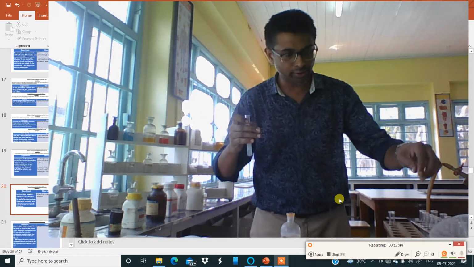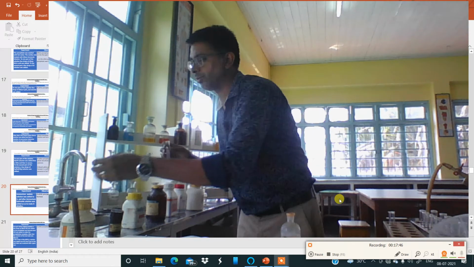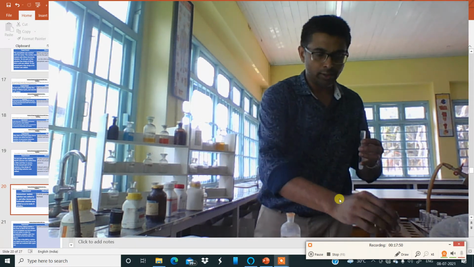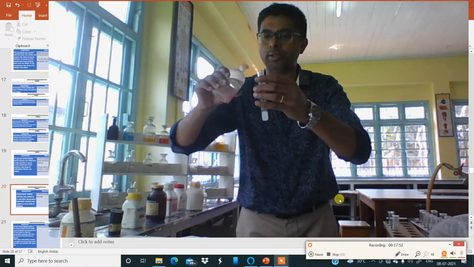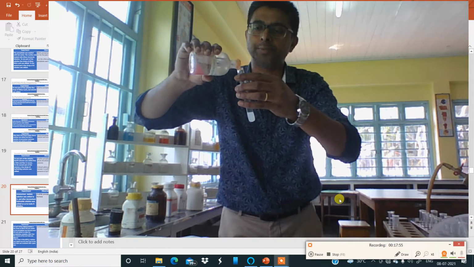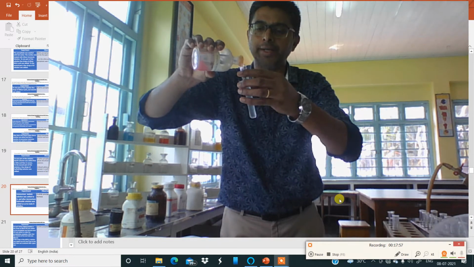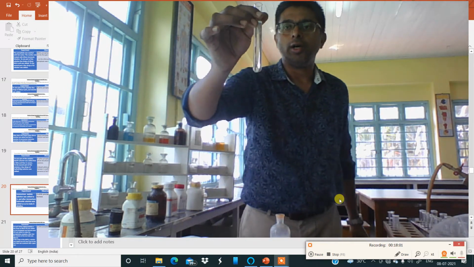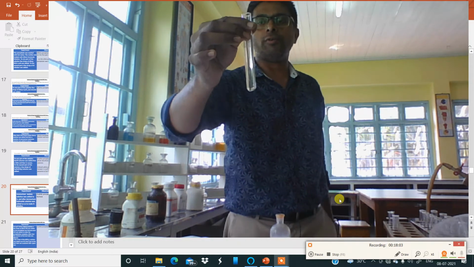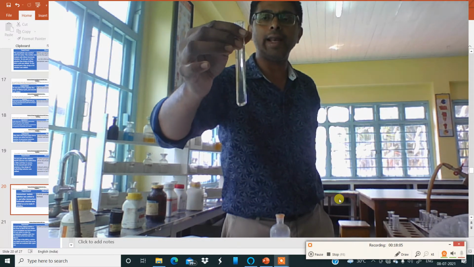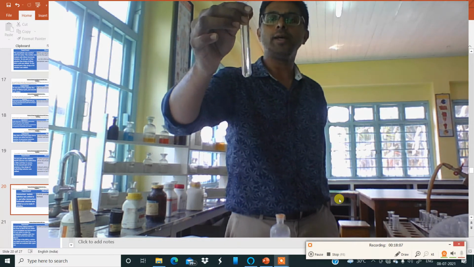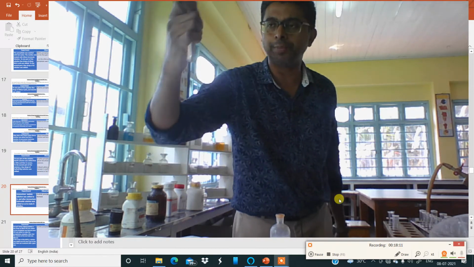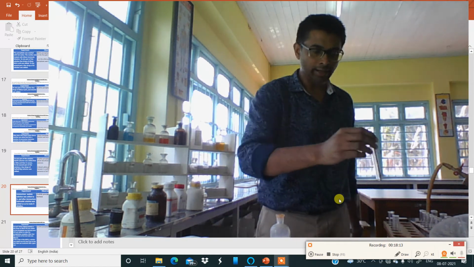Let me transfer this into another test tube and I'll test with a little bit of the gelatinous precipitate. Now I'll add sodium hydroxide in excess, plenty. See, it has dissolved. The precipitate was due to the formation of zinc hydroxide. If I add excess sodium hydroxide, it forms sodium zincate, which is a colorless solution. So this confirms the presence of zinc ion in the given sample solution.